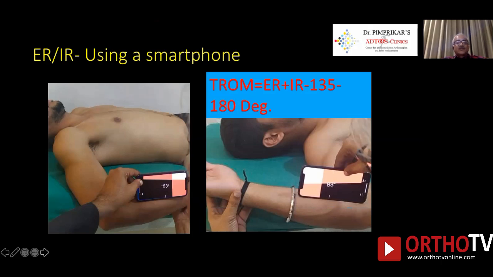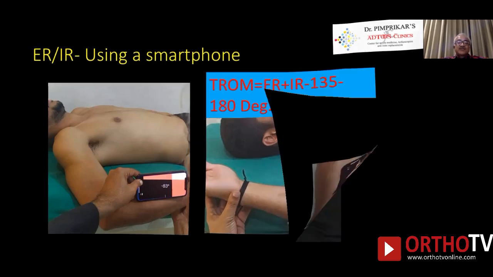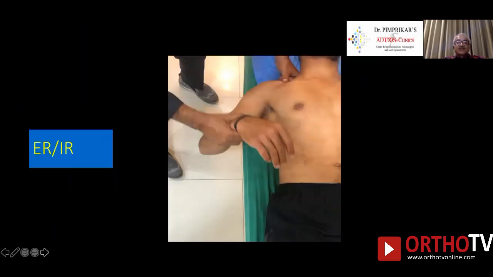In this patient, it comes to about 160 degrees odd, which suggests that the patient has got a normal range of TROM, that is total range of motion. The importance of this TROM is that if there is a side-to-side difference of more than 10 degrees, then it is said to be of clinical significance, or it is abnormal. Only an internal rotation deficit of 10 degrees as compared to the opposite side does not really clinically signify abnormal shoulder pathology. So that is the way it is done in supine position.